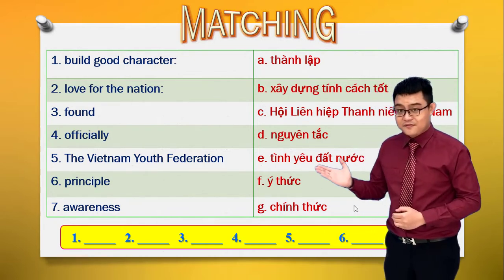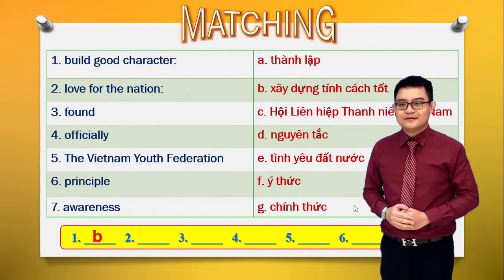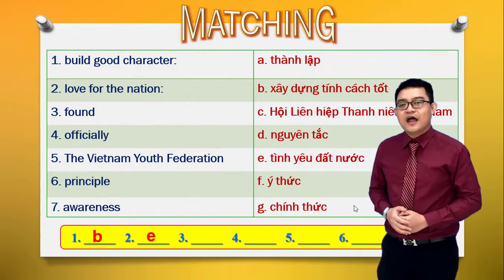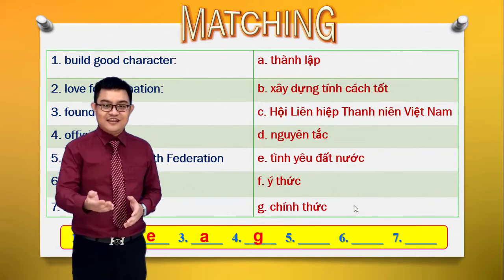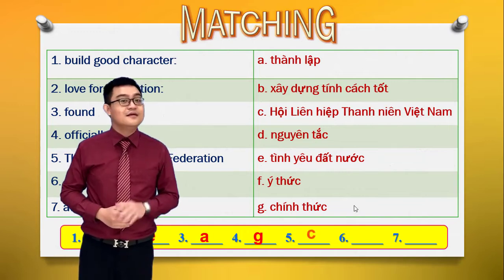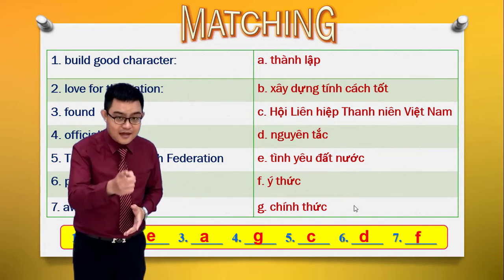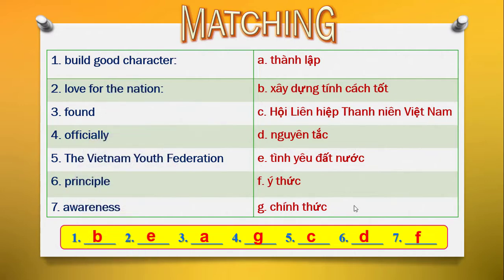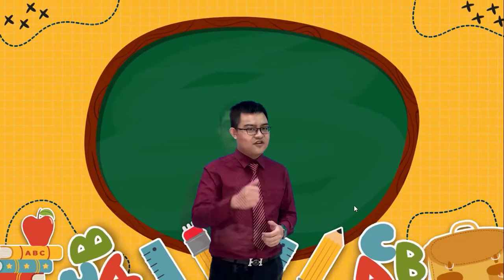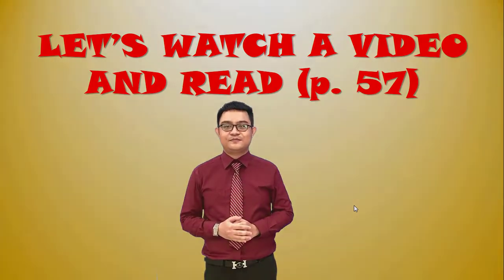Number one, B. Number two, E. Number three, A. Number four, G. Five, C. Six, D. And seven, F. Check your answer. Is it correct? Good job. Now, last, open your book on page 57. Watch a video and read the passage.